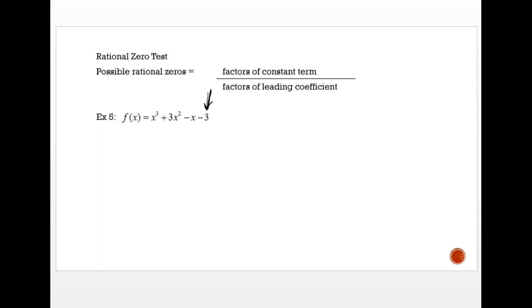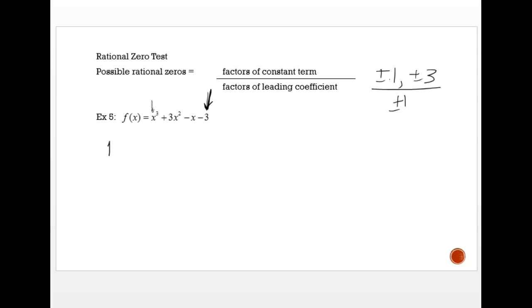So in this case, the constant term is a negative 3. So factors are numbers that multiply to give you 3. Well, there's plus or minus 1, plus or minus 3. And that's really it for 3. This is an easy prime number, so there's only a couple options. Then we divide it by the factors of the leading coefficient. Well, that's just a 1. So it's just plus or minus 1. Not a big deal. All right, so where do you begin?